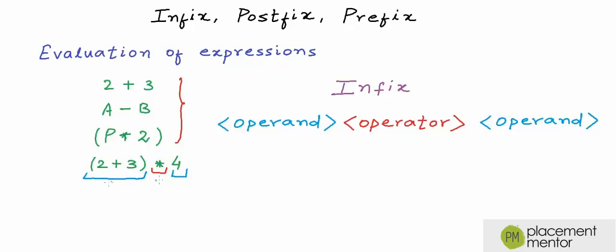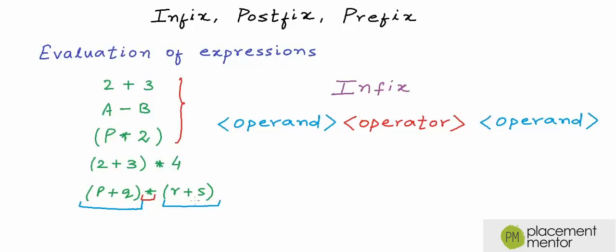We can have a further complex expression. In this fifth expression that I have written here, both the operands of multiplication operator are expressions. We have three operators in this expression here. For this first plus operator, these variables p and q are operands. For the second plus operator we have r and s. And for this multiplication operator, the first operand is this expression p plus q and the second operand is this expression r plus s.